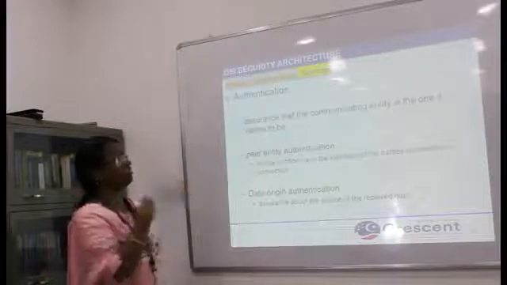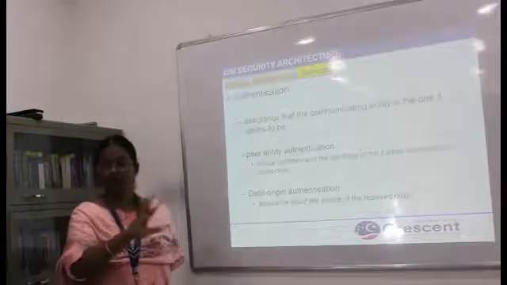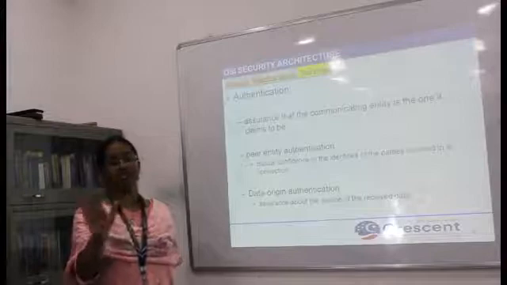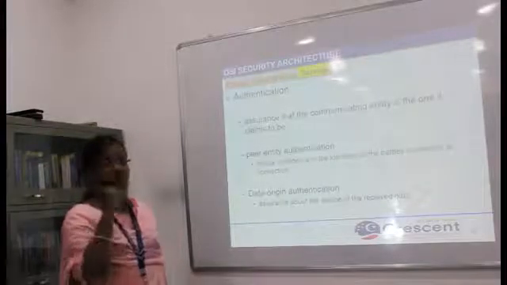So mutual confidence in the identities of the parties. Two of your friends talk together, you assume that both of you are friends, both of you are the intended users of that network, you receive the information. So confirmation of the entities involved in the communication.